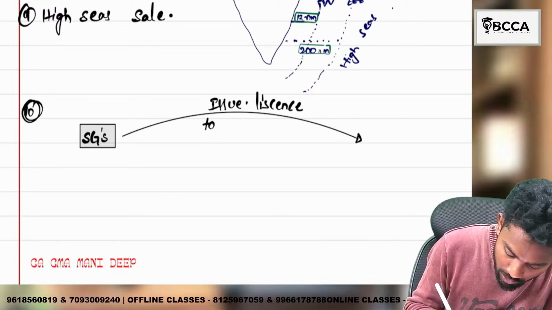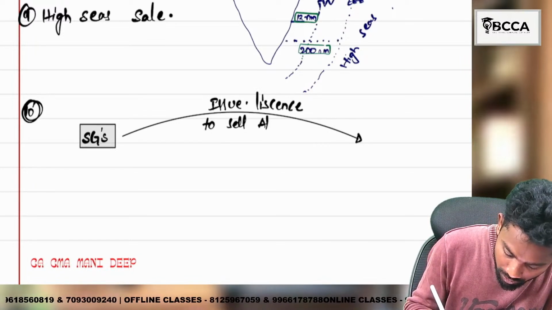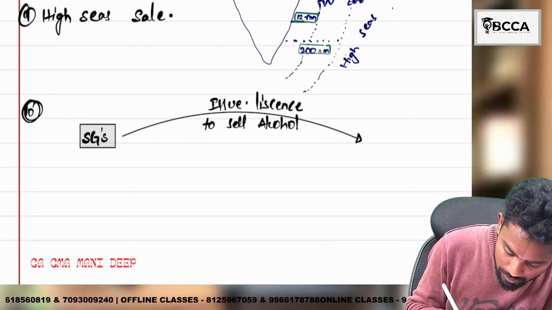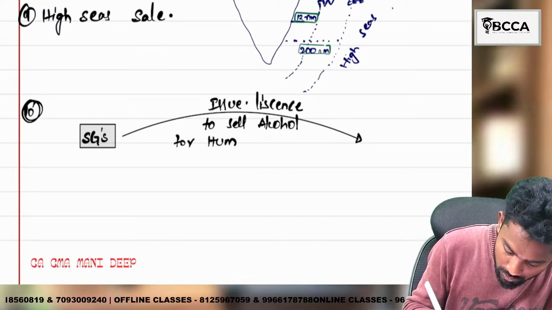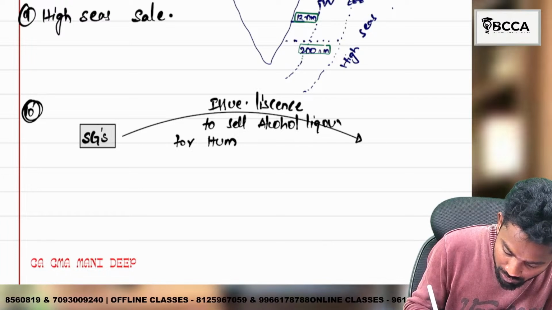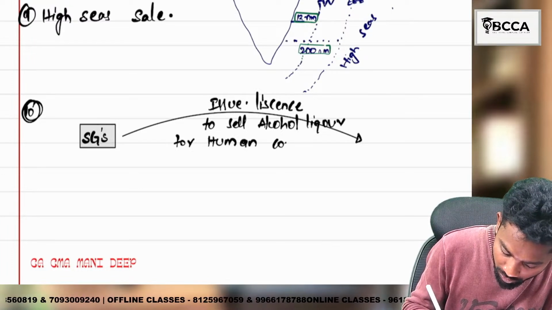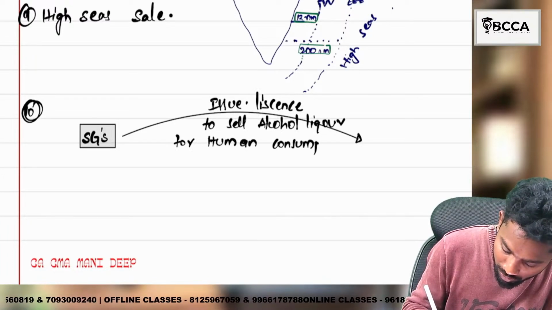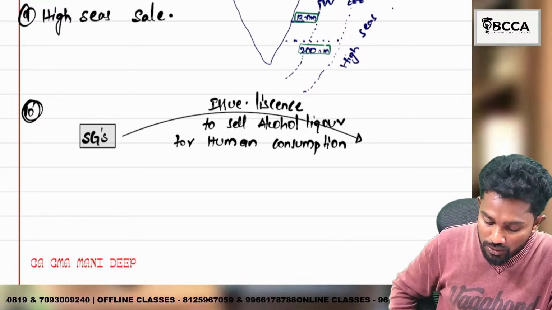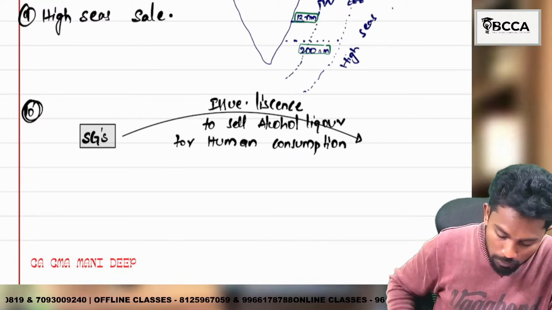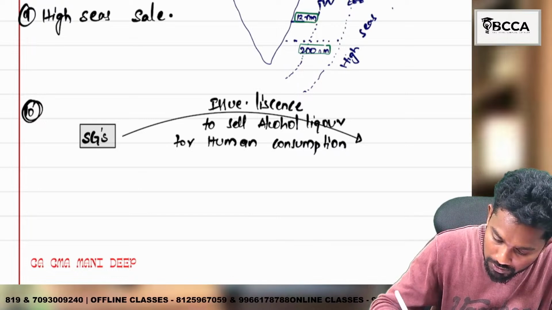So state governments issue license to sell alcohol for human consumption. The state government issues a license to sell alcoholic liquor for human consumption to a person.